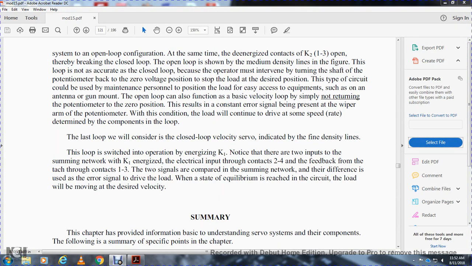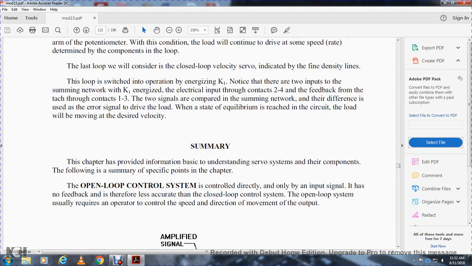All right, Chapter 2 Summary. This chapter has provided a basic understanding of the servo system and its components. The following summary gives specific points for the chapter. An open loop control system is controlled directly and only by the input signal. It has no feedback, and is therefore less accurate than a closed loop control system.